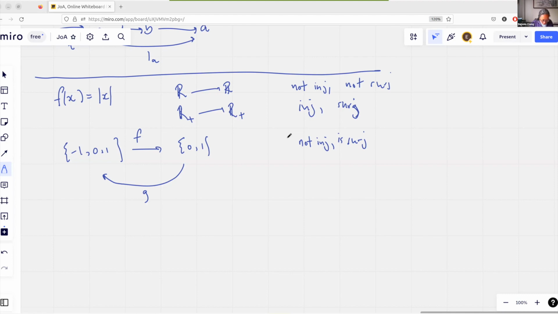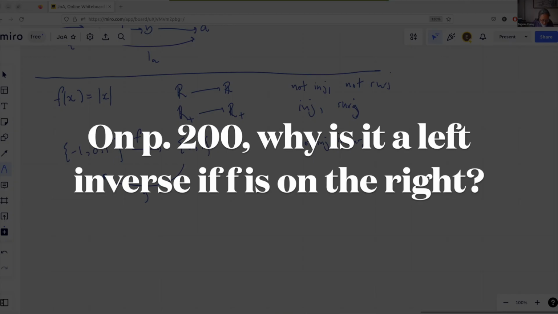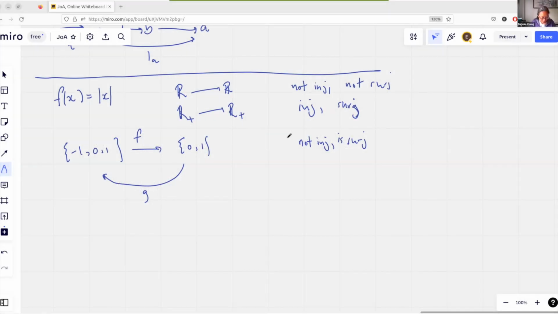Okay. So the next question, page 200: why is it a left inverse if f is on the right? That's a typo, sorry about that. If you look on the errata page, the definition of split epics after split monics, I did some terrible cut and paste errors, so sorry about that.